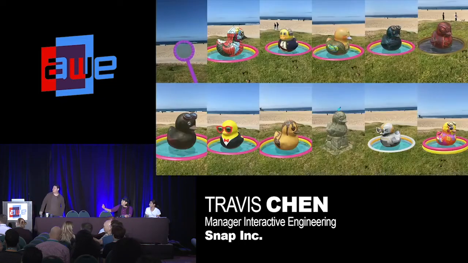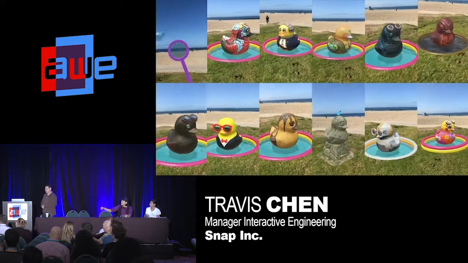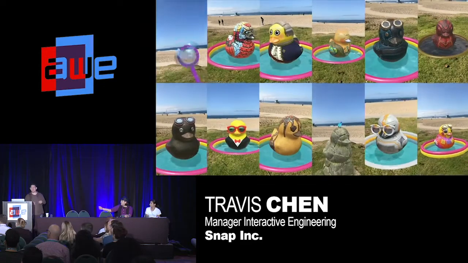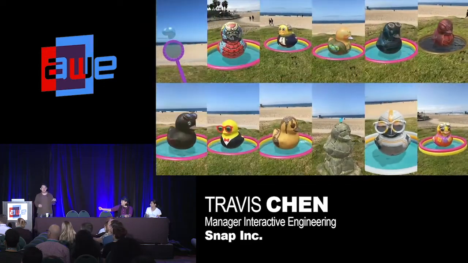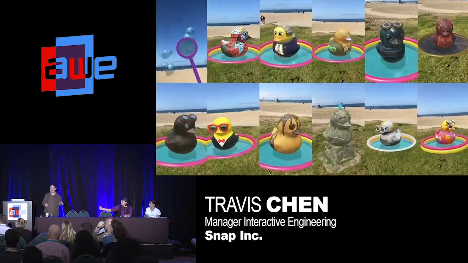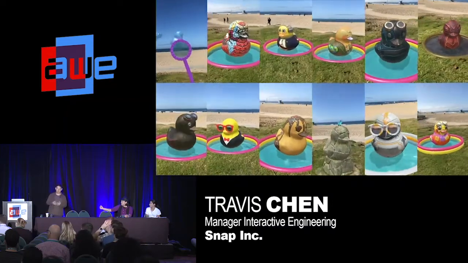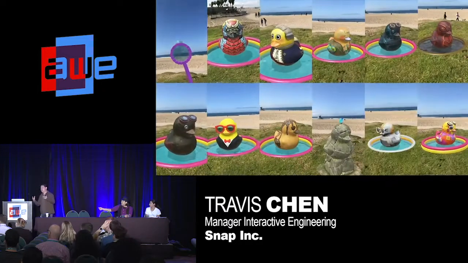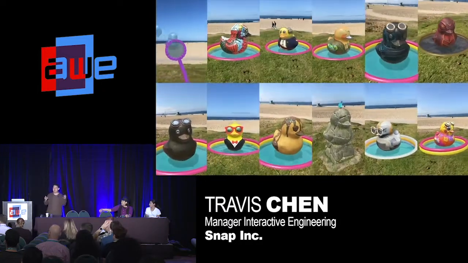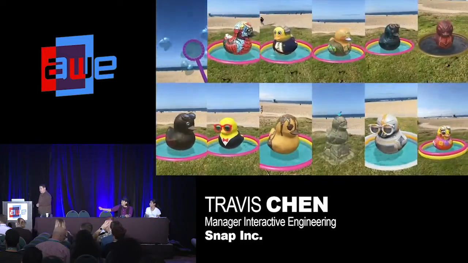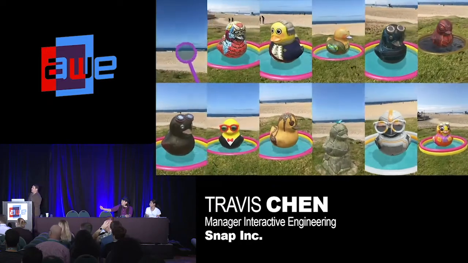So we've also run multiple Lens Studio challenges. This is our last one. This was called the Rubber Ducky Challenge. And so what we did was we gave creators a rubber ducky model and asked them to paint it in a tool called Substance Painter. We partnered with them, which is one of the best tools for 3D painting textures. And here's just a sampling of the works.